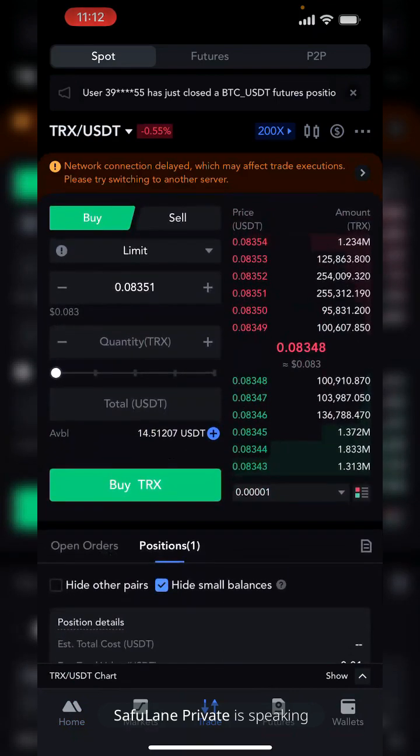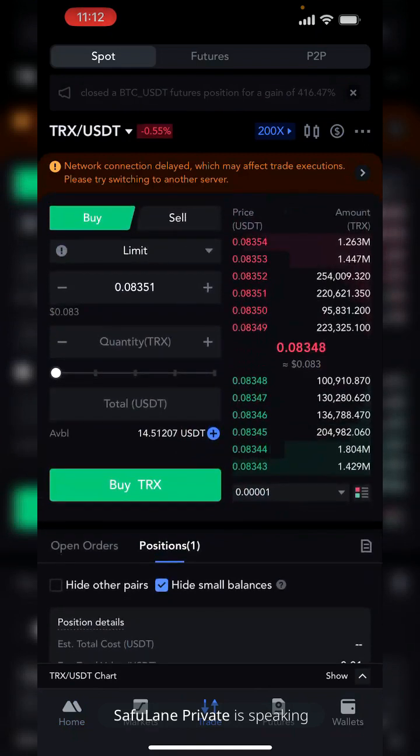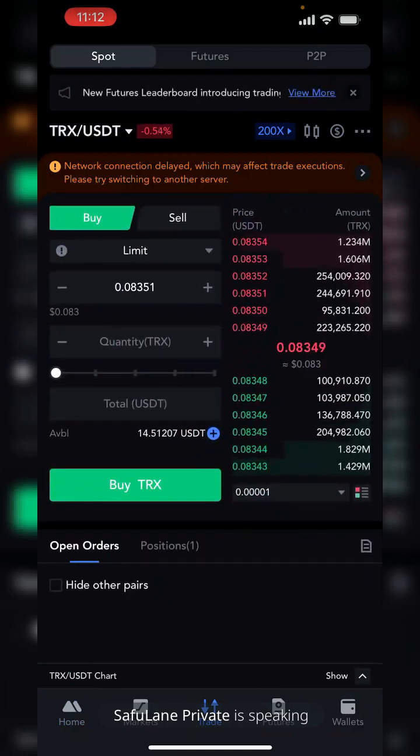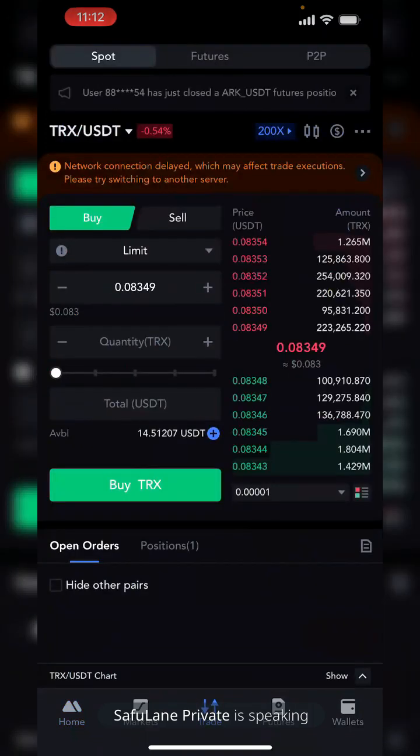Right here, I can see my spot trading. This is how I was able to navigate to spot trading. I click on trade, then here I have spot trading.